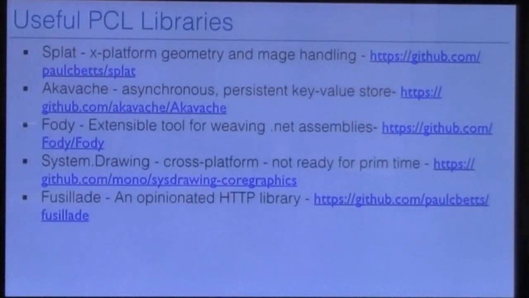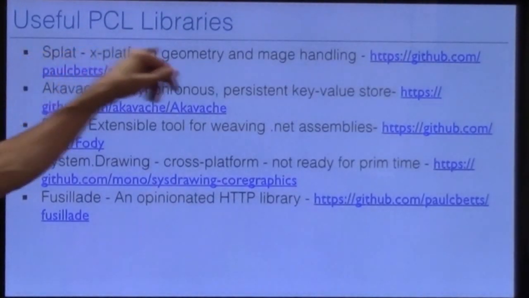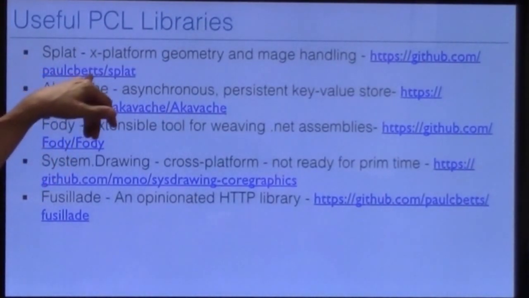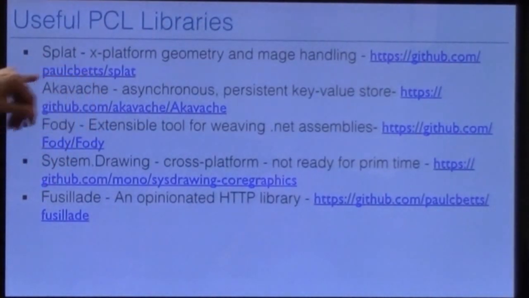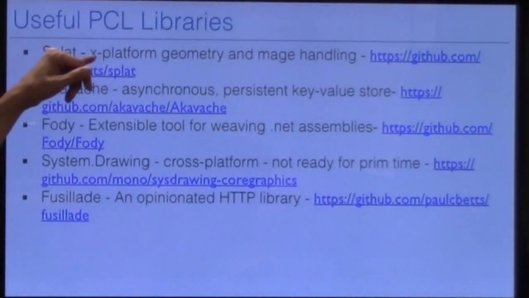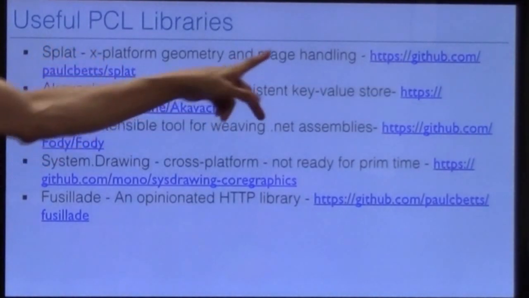Useful PCL libraries, portable class libraries. Splat is a really handy one. Paul Betts is a very prolific writer. He works for GitHub, and he does the Mac GitHub app, and he's done a bunch of other stuff. He writes a lot of code. Splat's really nice. It basically does cross-platform image handling and geometry.